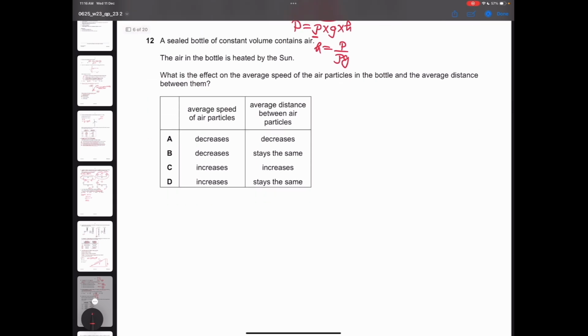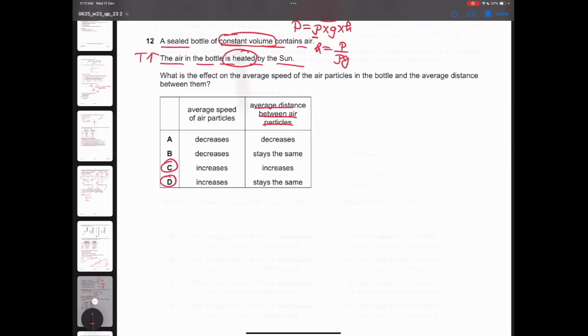Next question. A sealed bottle of constant volume contains air. The air in the bottle is heated by the sun. Now just think about it. If it is heated by the sun, it means the temperature is increasing. And we know that temperature is directly proportional to the kinetic energy. And kinetic energy is speed. So it should be out of option C and D. Now, average distance between air particles. If this was not a sealed container where constant volume was mentioned, then your answer should have been that the distance is also increasing. But in this case, they have mentioned constant volume, so the distance stays the same.